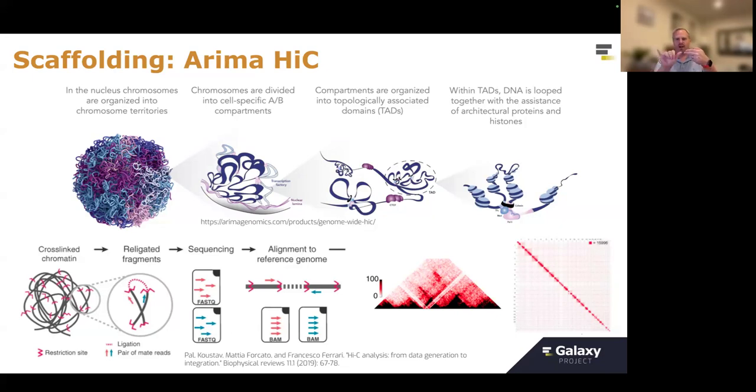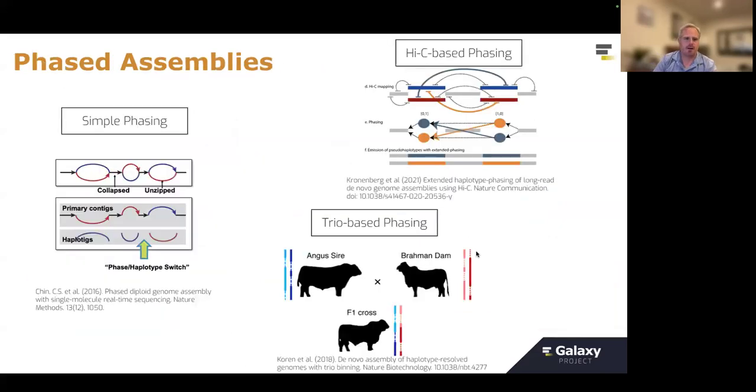We can look at the relative positioning amongst these contigs. In addition to knowing they should go next to each other, we can determine the relative orientation of those contigs. So Hi-C data is excellent data as well in order to scaffold an assembly and build out a linear molecule.